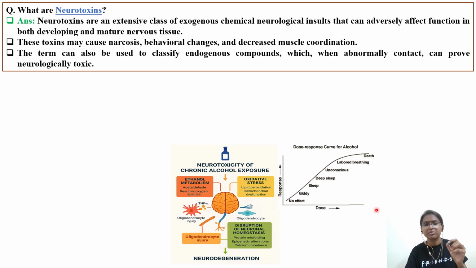But if you look into a typical dose response curve, as the dose increases, for example, you have taken one glass of alcohol, then you have no effect. I'm talking about the general population. Then you suddenly increase the amount of alcohol, like 2 cups, three glasses or 4 glasses. You undergo giddiness, sleep, deep sleep, unconsciousness, labored breathing, and finally death. This is the typical dose response curve for alcohol, but there will be exceptions.